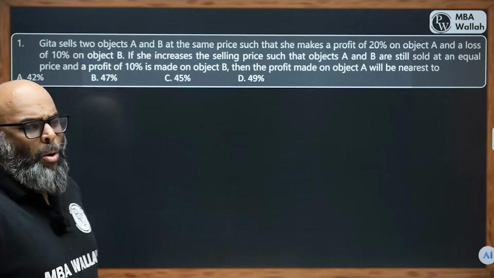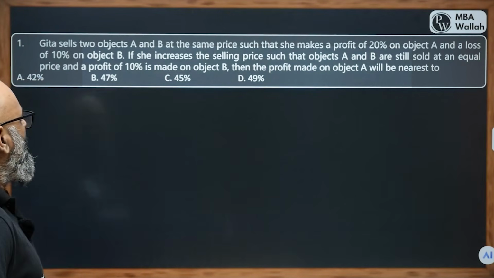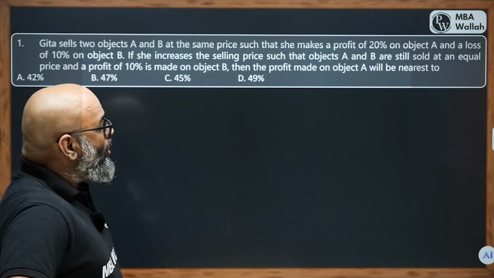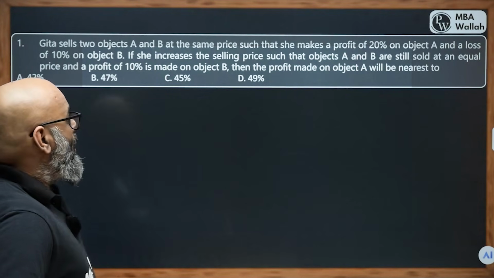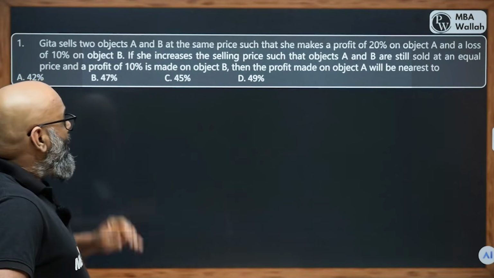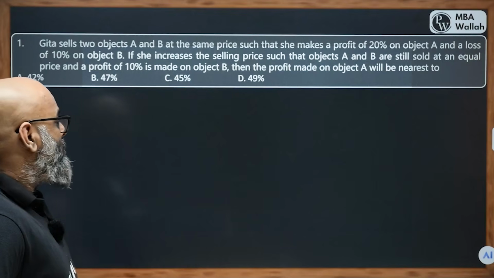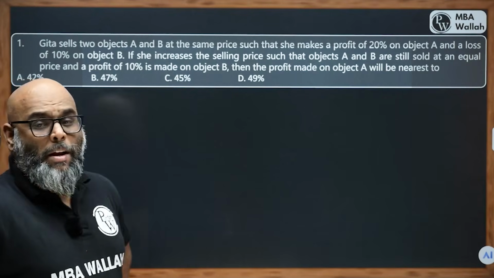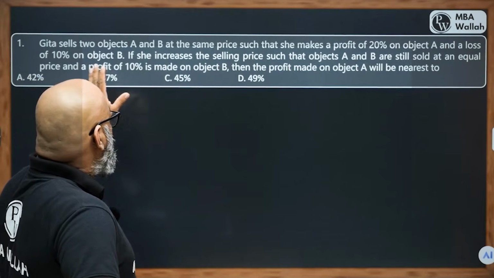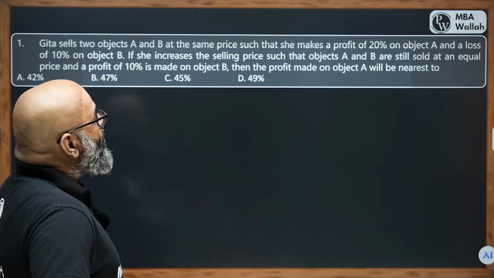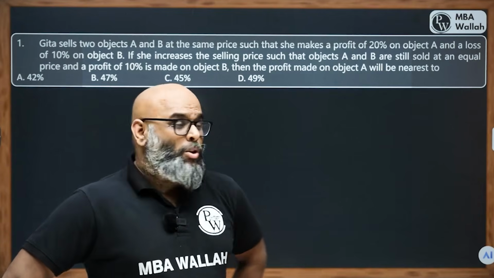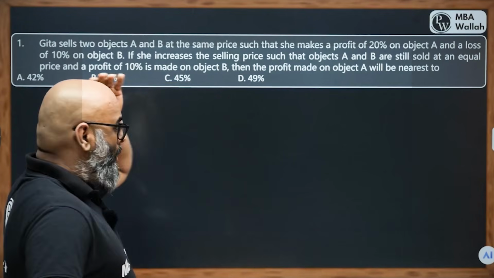Geeta sells two objects A and B at the same price such that she makes a profit of 20% on object A and a loss of 10% on object B. If she increases the selling price such that objects A and B are still sold at an equal price and a profit of 10% is made on object B, then the profit made on object A will be nearest to. We'll have to find an approximate value here.